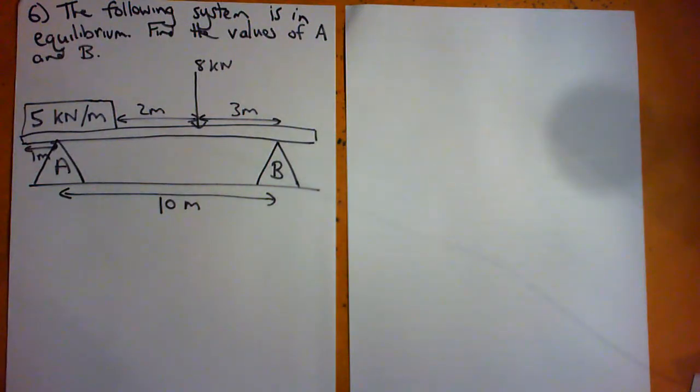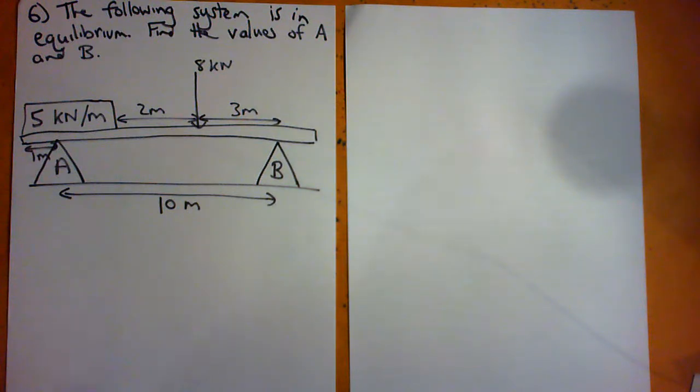Hello viewers, Moments question 6, and for the first time we encounter a UDL. We see on the left hand of the beam, directly over A, we have a 5 kilonewton per metre block. And the first thing we need to work out is its length.